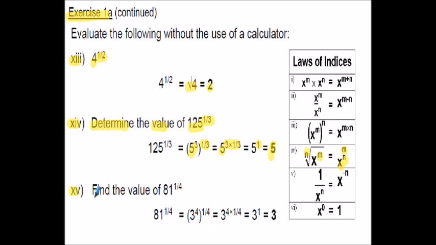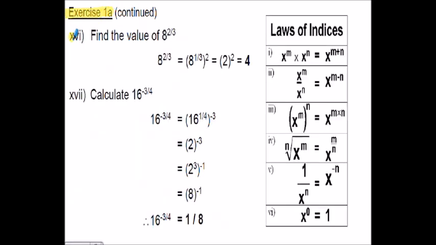Part 15, we're asked to find the value of 81 to the power of a quarter. Again, from the table on the previous slide, you'll see an 81, which can be written as 3 to the power of 4. But that's raised to the power of a quarter. So again, the third law is used here. We get 3 to the power of 4 times a quarter. And again, 4 times a quarter is 1, so we've got 3 to the power of 1, or simply 3.